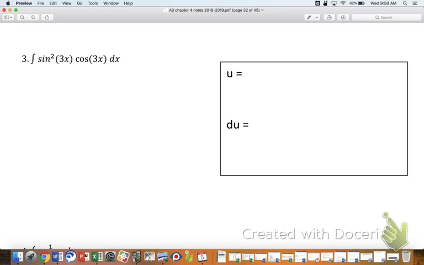Okay, so check it out. Number 3, antiderivative of sine squared of 3x times cosine of 3x dx. Cool. So you look at this. Isn't it pretty obvious that this involves some composite stuff? That's kind of all over the place, right? So then when you think about, all right, we're going to do u substitution here, the u needs to be the inside function. What would you guys say is the inside function?